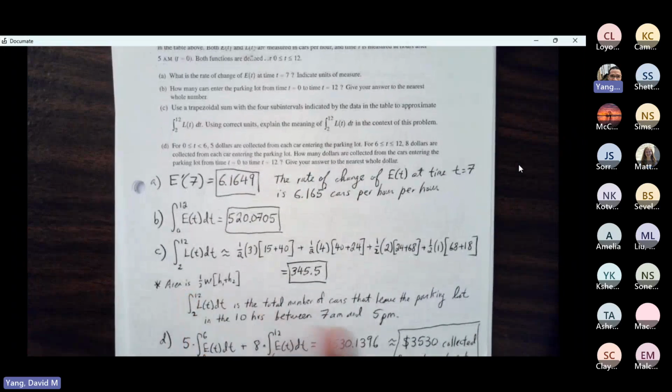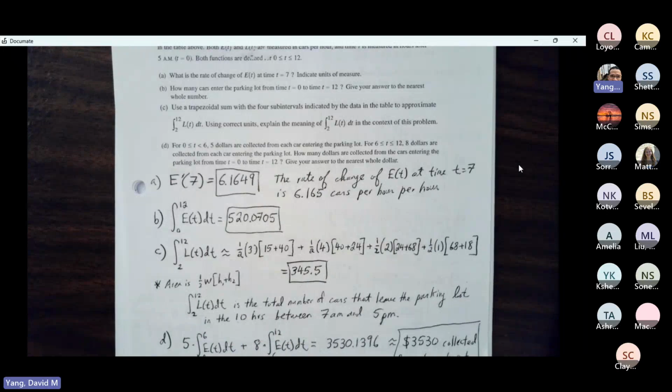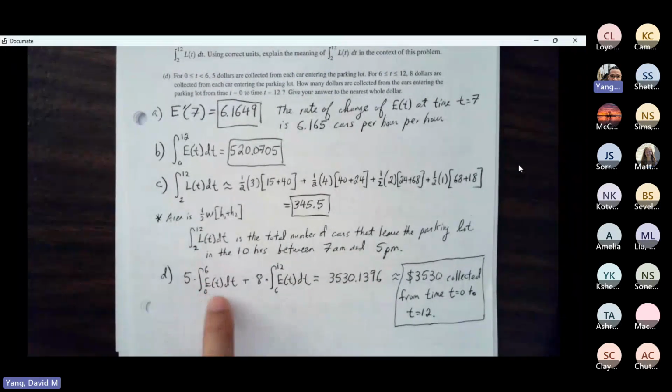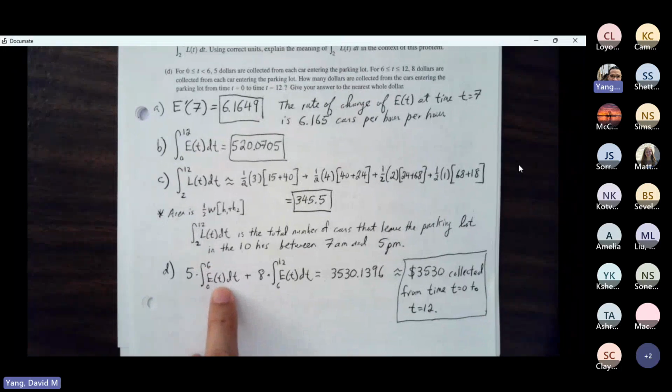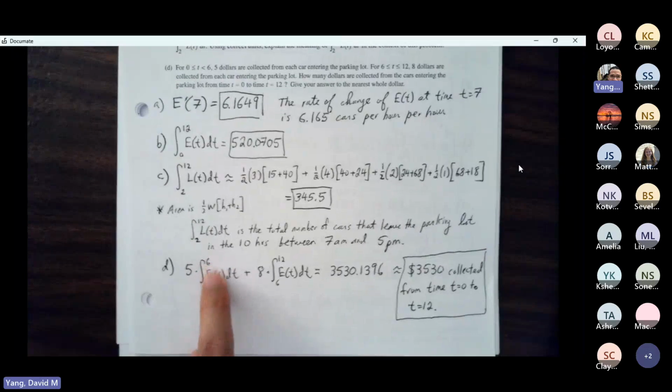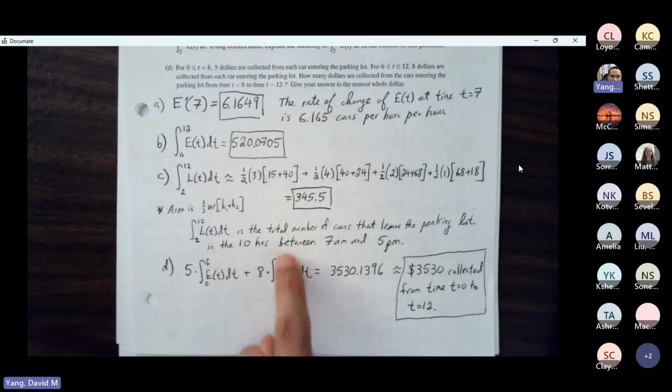So we know we have two different ranges of cars that enter the parking lot at different times and are charged at different rates. So we can first accumulate the total number of cars that enter the parking lot. Once you get that number of cars between 0 and 6 hours, we'll multiply by 5. And then for the cars that enter between 6 and 12 hours, we get that number and multiply that by 8.